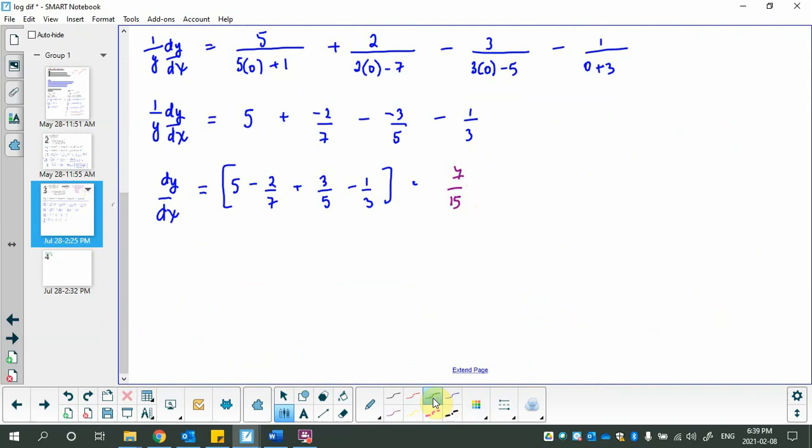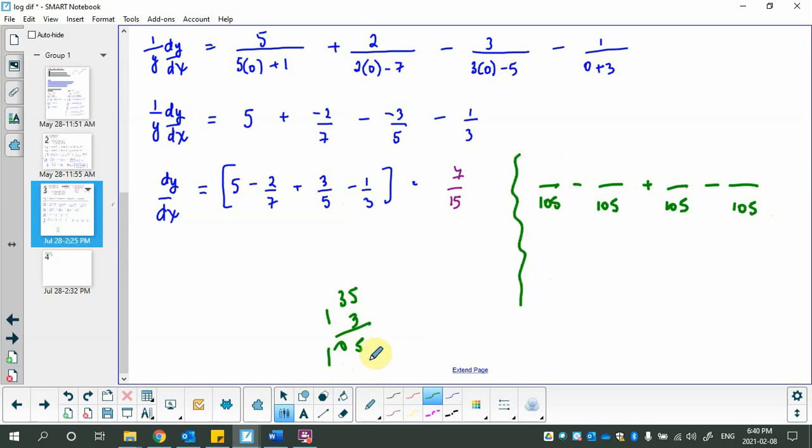Now I'm going to impress you with my fraction abilities. So 7 and 5 is 35 times 3 is 105. So my common denominator for this is 105. So 105, 105, 105, 105. So 5 times 105 is, I hope, 525. This would be 7 times the 5 and the 3, so that'd be 2 times the 5 and the 3. So that's 2 times 15, which is 30.